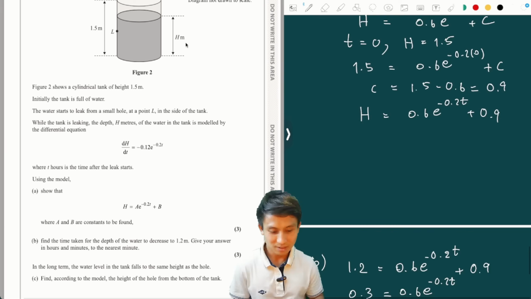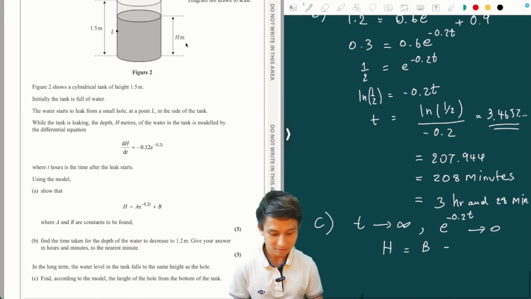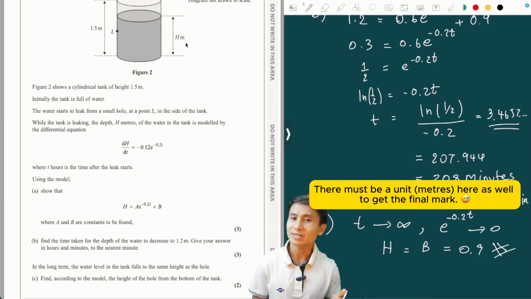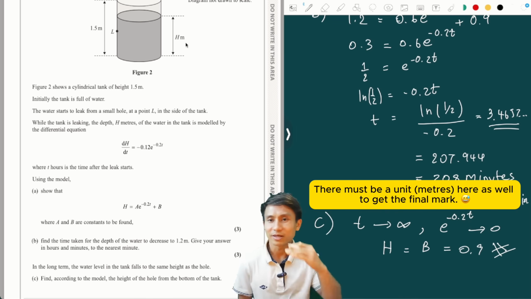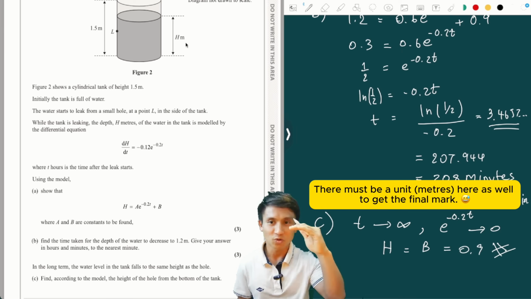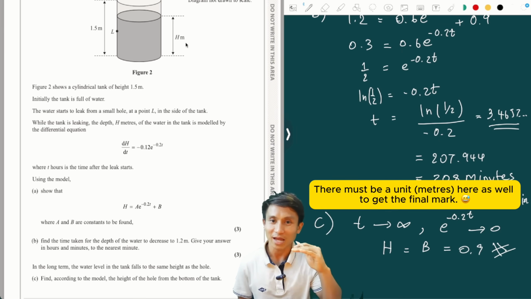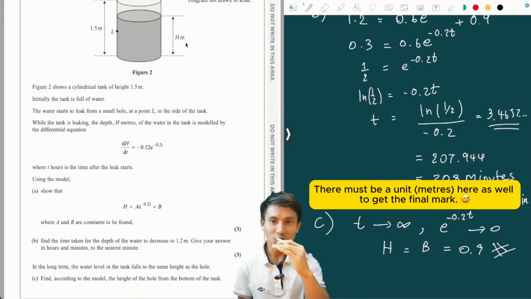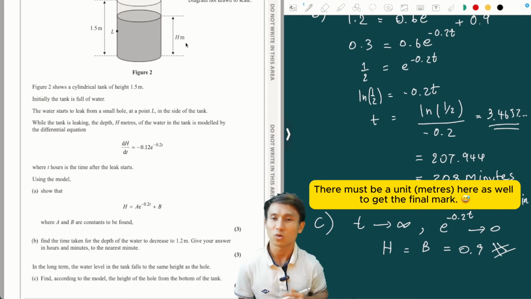And what is our b? 0.9. So that is the answer. The height of the hole from the bottom of the tank is 0.9. And that makes sense if you think about it, because in reality, the water can only leak up to the level of the hole. It can't really keep going down, can it? How can you still leak the water out when you are below the hole? So that's what it's saying there.